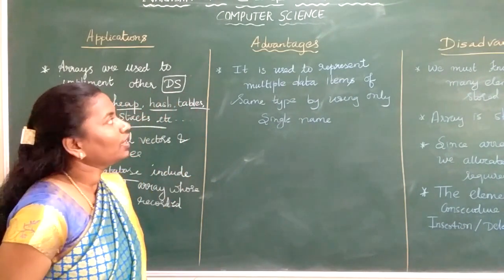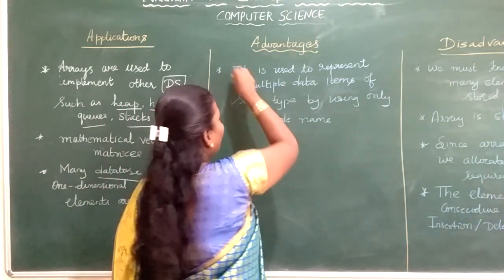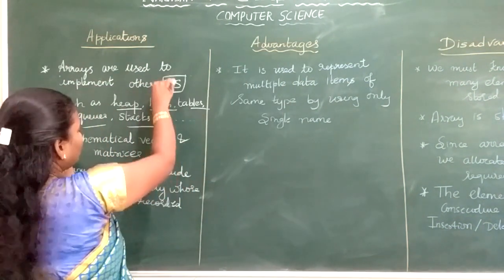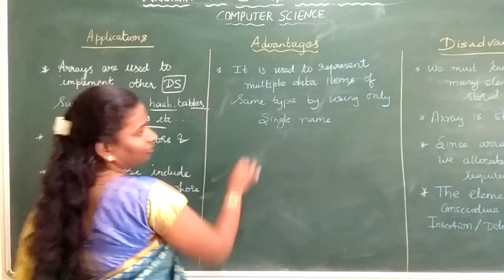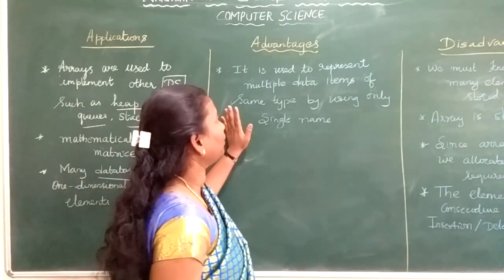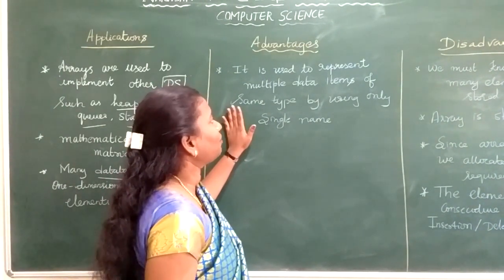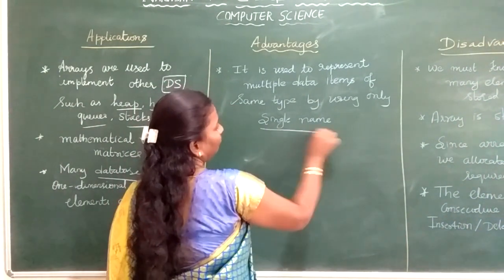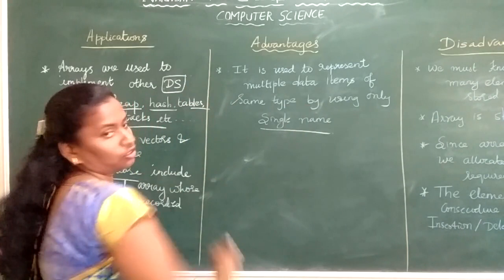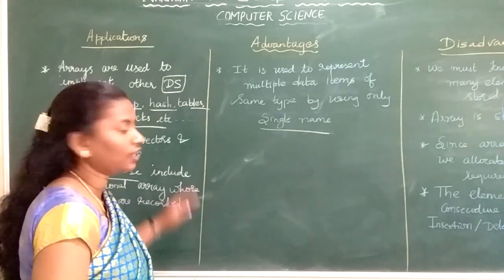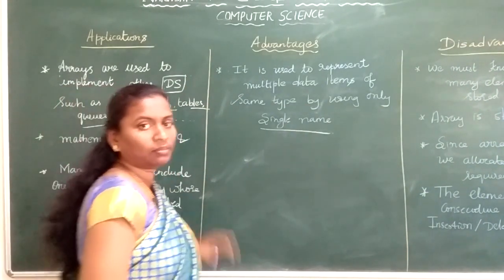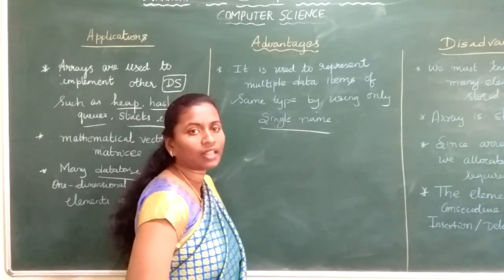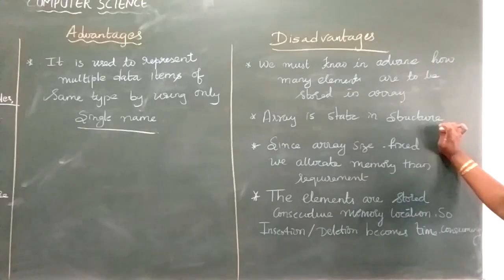Okay, next we have the advantages. So I have written one advantage. The rest two advantages you can take from your applications. These first two points you can even include in your advantages. I have written only one point. It is used to represent multiple data items of the same type by using only a single name. The next advantage is that it is used to implement other data structures, and it is also used to implement mathematical vectors and the matrices.